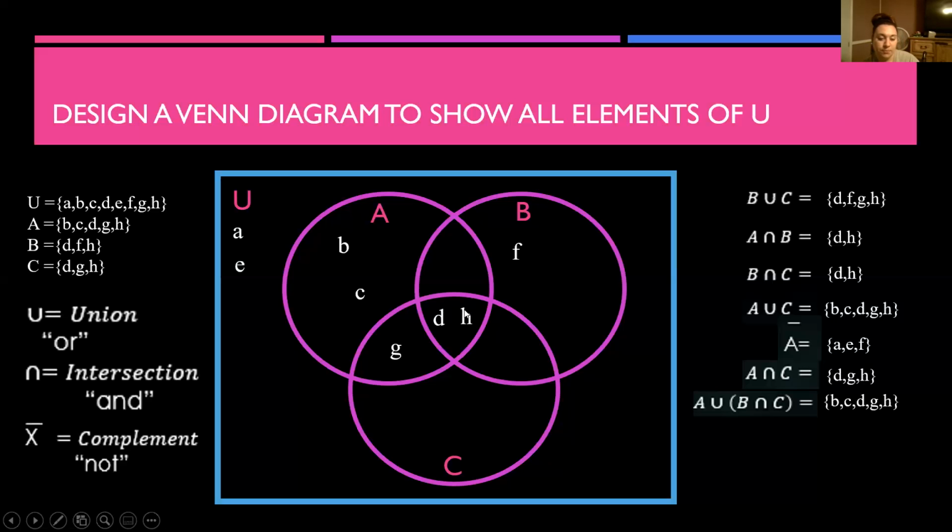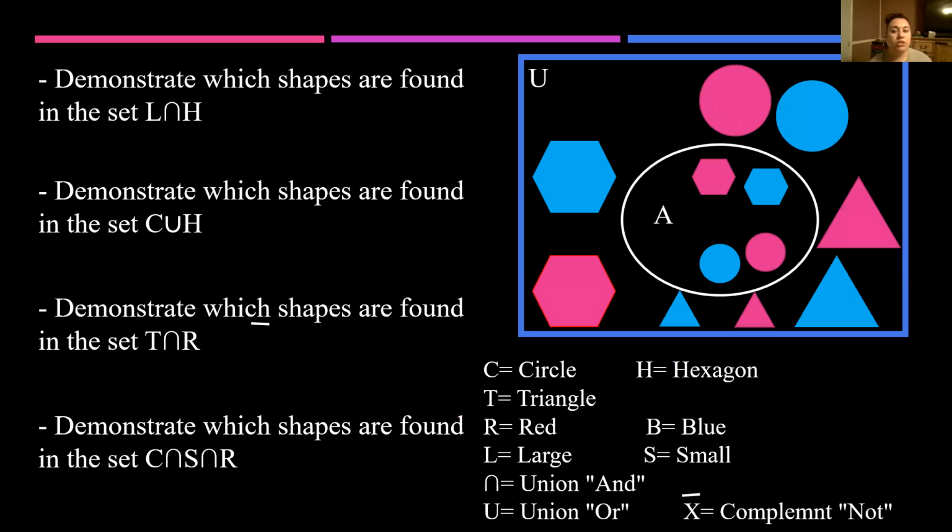So it's in everything in A and everything that is in B and C. So this is what's in B and C, and this is everything in A. So next. Okay, so now everything in A equals B, C, D, G, and H. And then we have B and C, which is D and H. And then now on to our next problem.